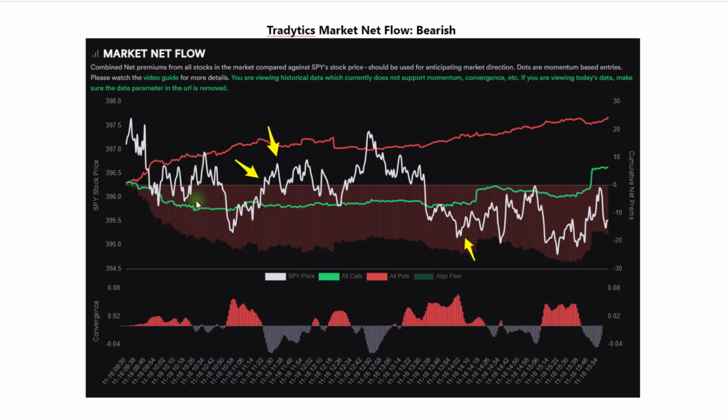So because the options market is net bearish and our blueprint is net bearish, then I'm willing to take that trade. And here's how I did that. And we'll look at the orders here in a second.